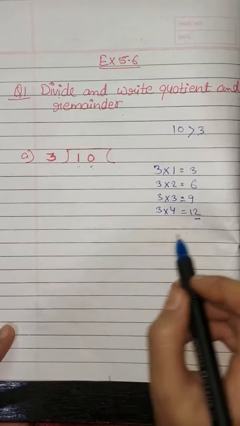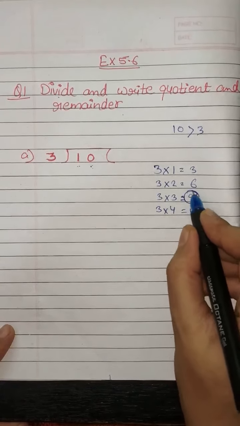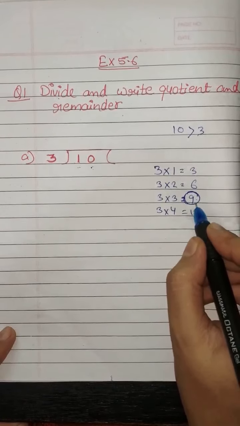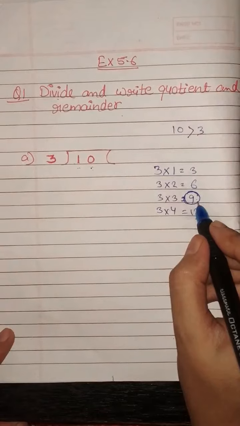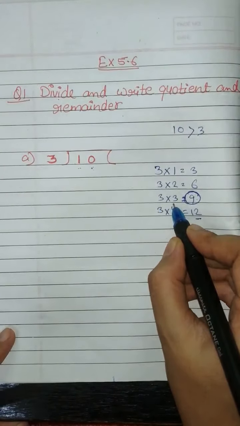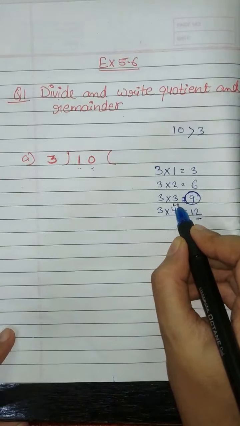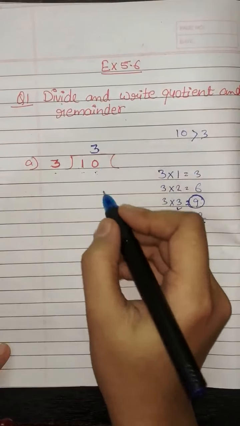I cannot subtract. So what I'm going to do, I'm going to take the multiple that is just below the greater one. Means I'm going to take 9. So how many times is it occurring in the table of 3? It is occurring 3 times. So I'll write 3 here. Now we'll multiply the divisor with this 3. 3 3s are 9.